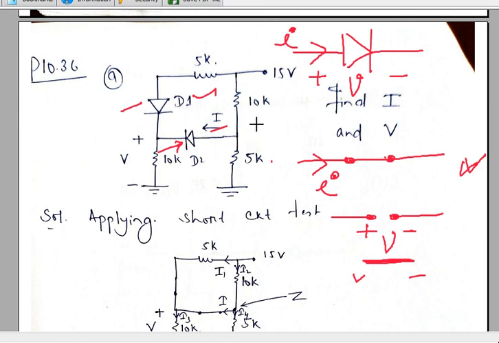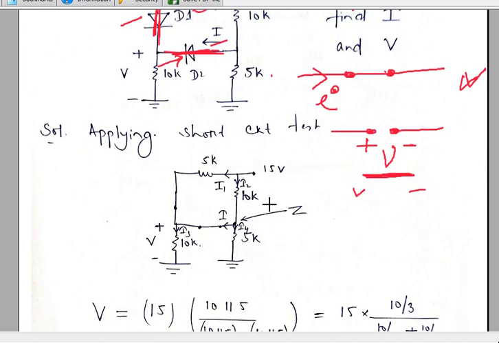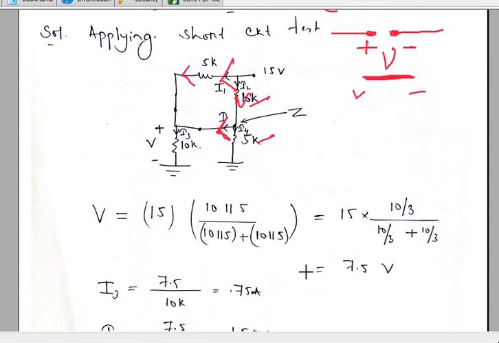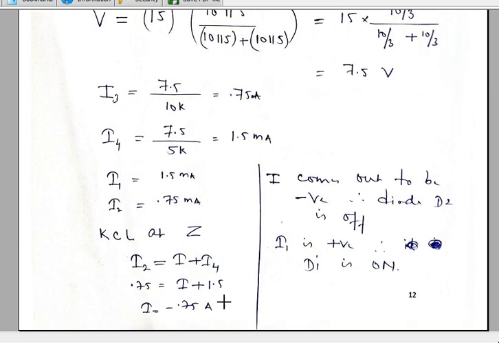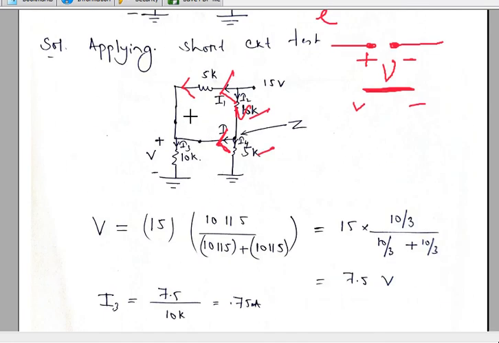Let's solve this circuit using the short circuit test. We will assume both diodes are shorted, and then the circuit looks like this. Now this becomes a fairly easy circuit. You can solve it using KCL and KVL, find all the branch currents, and then calculate the current across each diode. This current is your I1 and this current is your I. This current is equal to this current minus this current. I have already calculated, and it comes out that I is minus 7.5 and I1 is 1.5 milliampere. So this current comes out positive, but this current comes out negative.